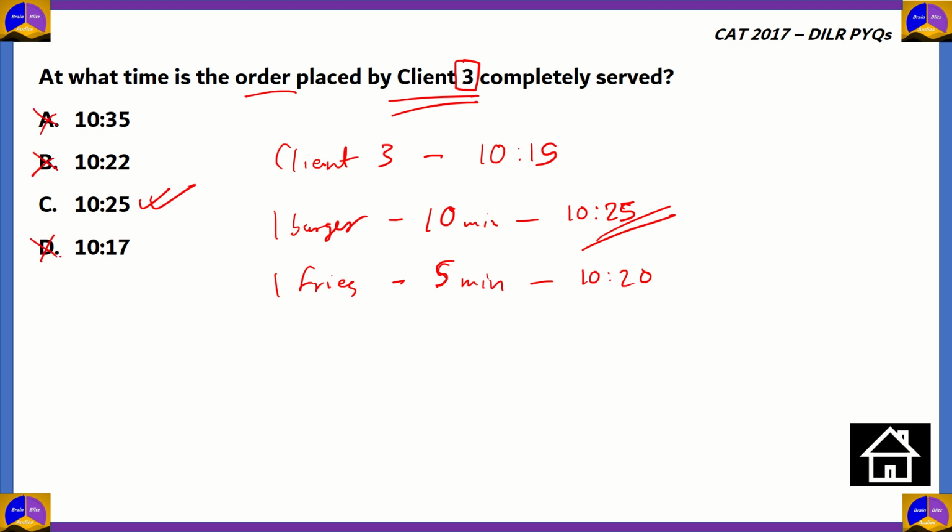So the other options are incorrect, because if it was 10:17, that would be only one ice cream. 10:22 wouldn't happen, because even if it was ice cream and fries, it would be at 10:20. 10:35, again, that would require around 2 burgers. So since it's 1 burger and 1 fries, therefore option C, 10:25, is the right option.